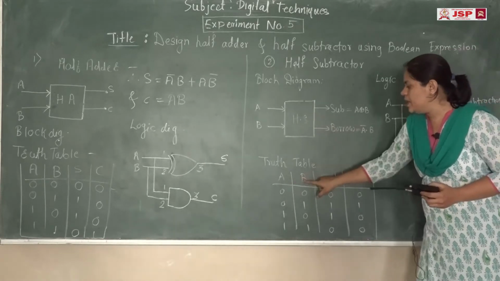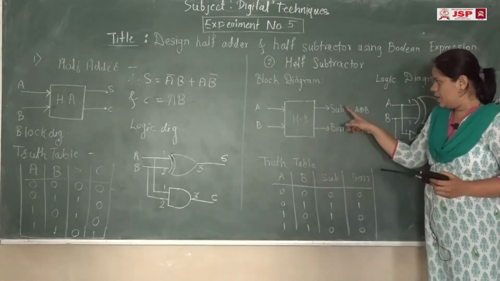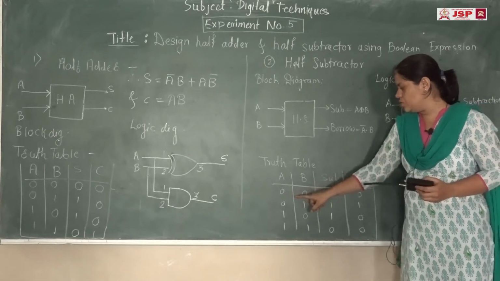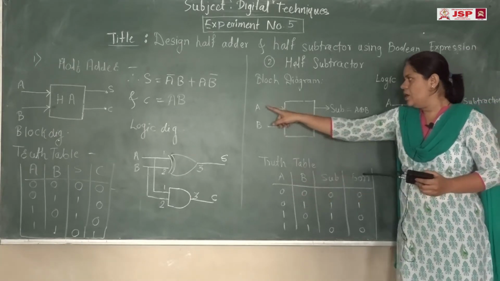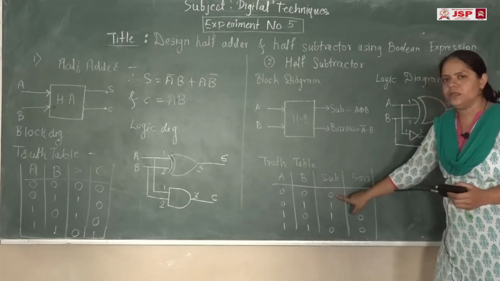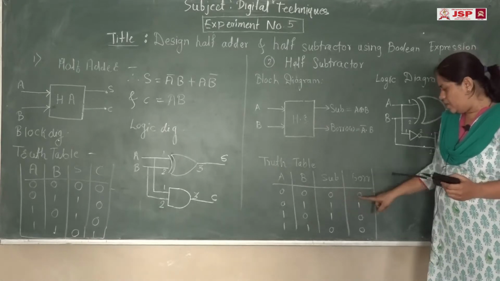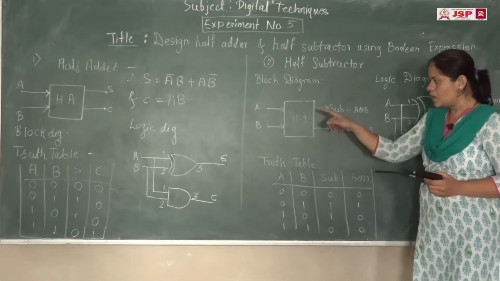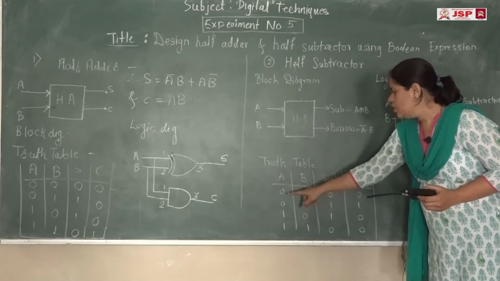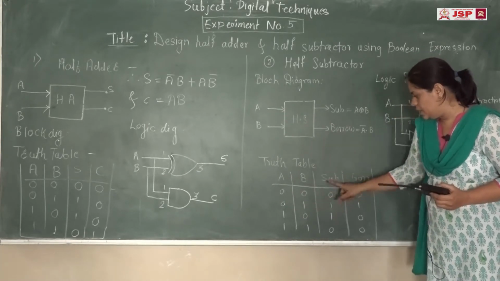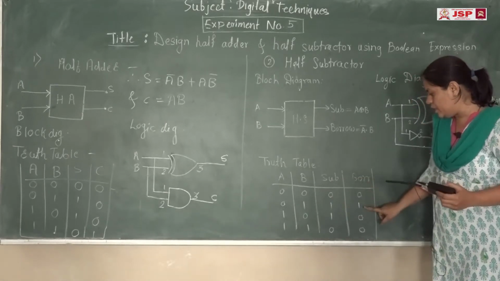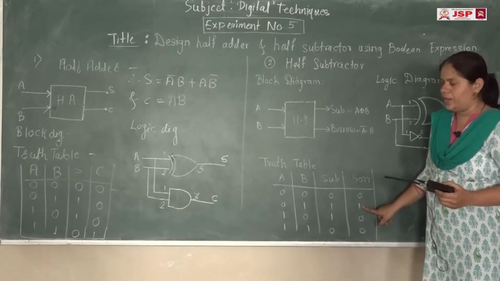Here A and B are the inputs, and on the output side we will get the subtraction and borrow. For 0 0, when A is equal to 0 and B is equal to 0, we will get the subtraction 0 and borrow 0. Next, when we apply A equal to 0 and B equal to 1, we will get the subtraction or difference 1 and borrow generated, that is 1.